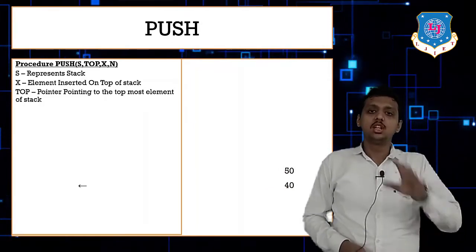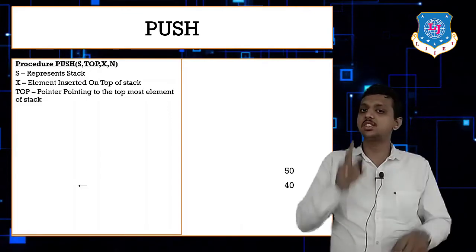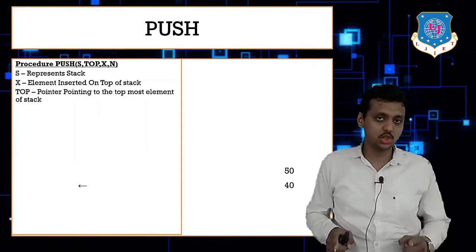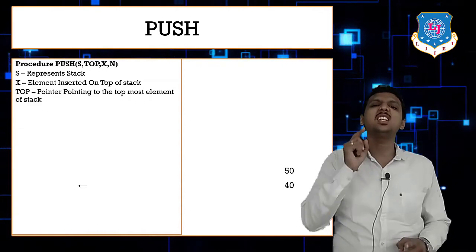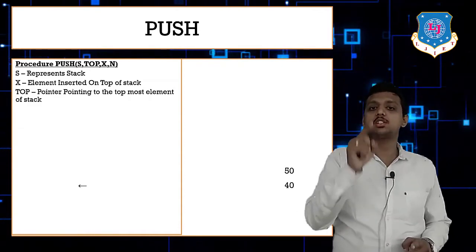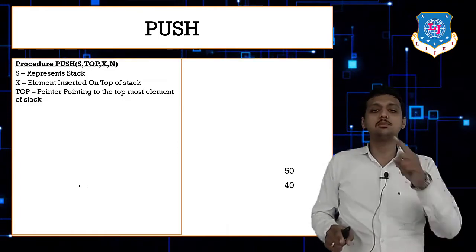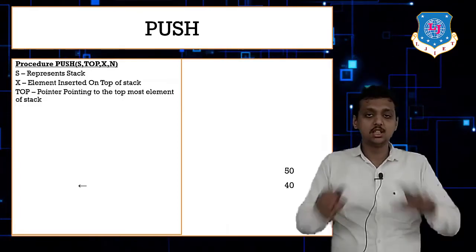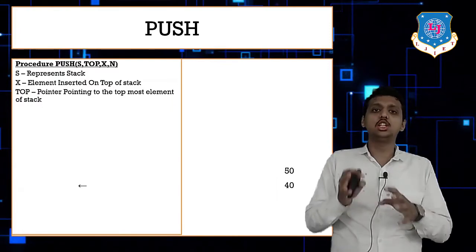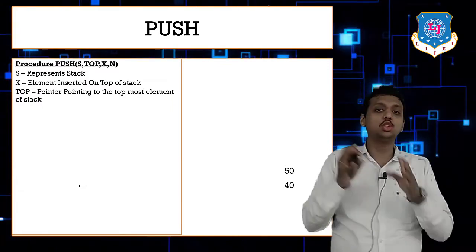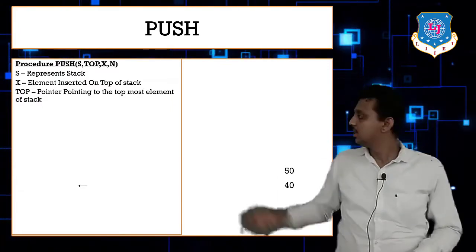Fine. So here we are going to use two different keywords. One is procedure and the second one is function. If your algorithm is returning something, then it must be a function. If your algorithm is not returning anything, then it must be a procedure. So now is it clear when we need to use the procedure keyword and when we need to use the function keyword? Now the next step is push.